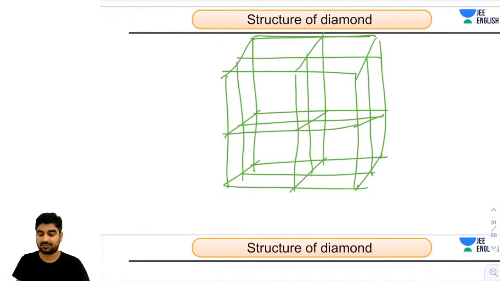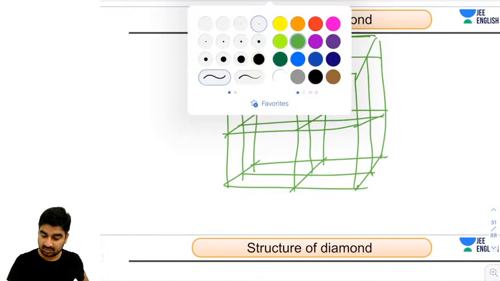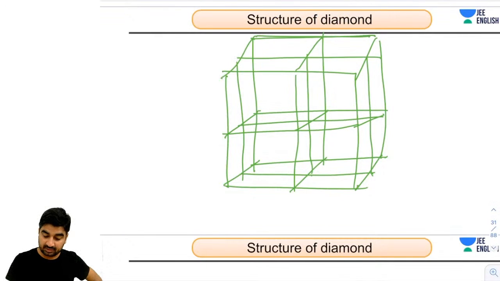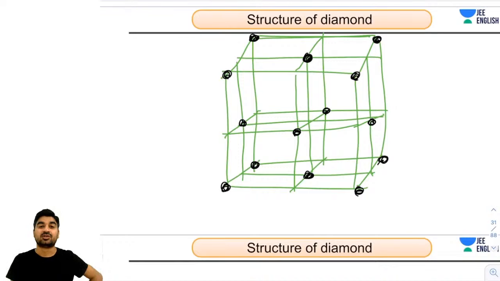Suppose I'm making it. So again, 1, 2, 3, 4, 5, 6, 7, 8, all corners, then all face centers. So these are the positions occupied by S2 minus. And where was the Zn2 plus? It was present alternatively in tetrahedral voids.